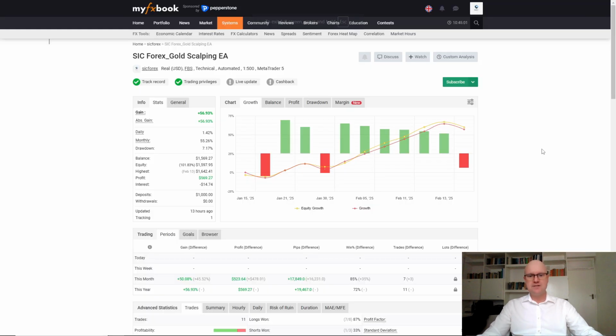Now, unfortunately, because he doesn't have a signal, I have had to set one up to see the performance of his bots. So here we have the MyFXBook account for the Blitz Gold EA, and you'll see out of the 11 trades that it's currently done in the last 30 days, it's currently up a profit of $569.27 using a lot size of 0.03.